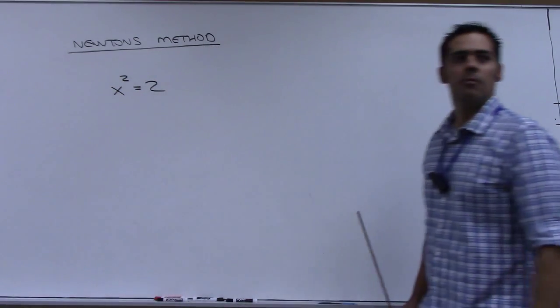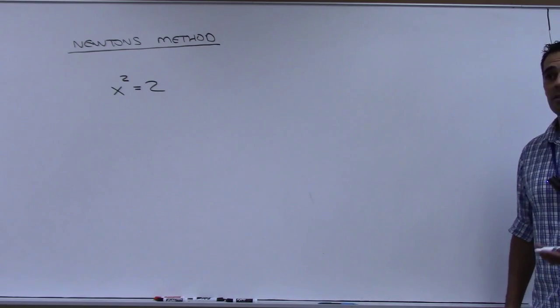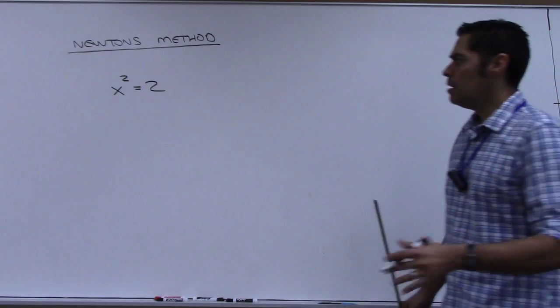We all know that the solution to that is what? Plus or minus root 2. But what's root 2? 1.414, because your calculator told you, right? Okay, now how is your calculator getting 1.414? Where is that coming from? So what we'll do is this.